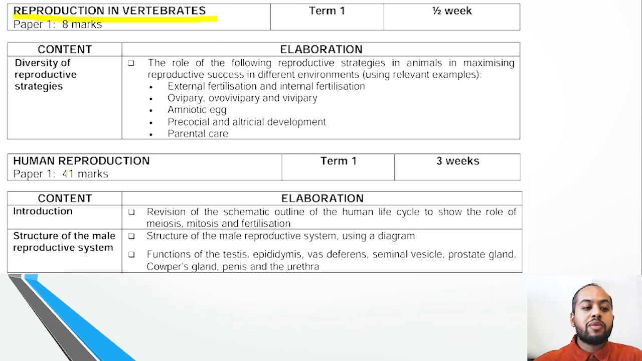The next type of reproduction that was looked at was human reproduction. According to the exam guidelines, we introduced the topic. Then we looked at the structure of the male reproductive system. You need to know the structure of the male reproductive system using a diagram. The functions of the testes, the epididymis, the vas deferens, seminal vesicle, prostate gland, Cowper's gland, penis, and urethra.